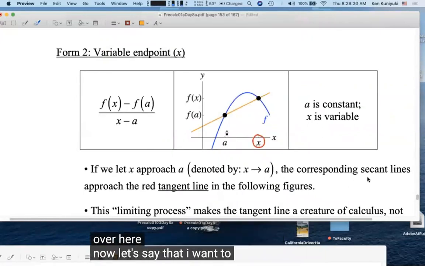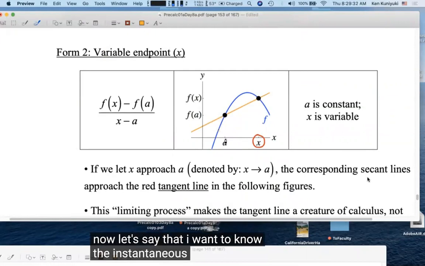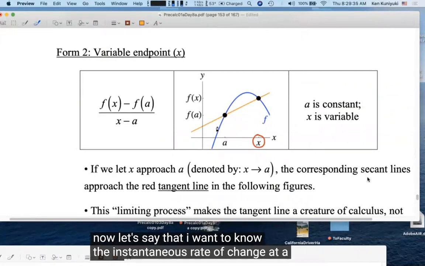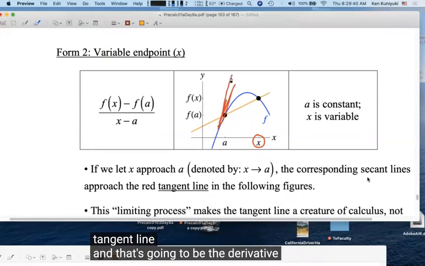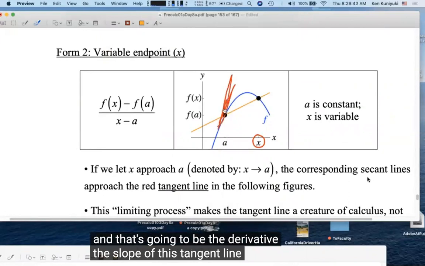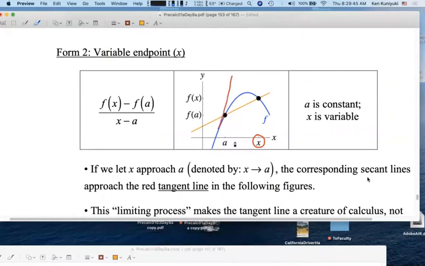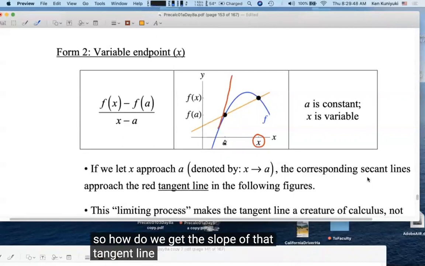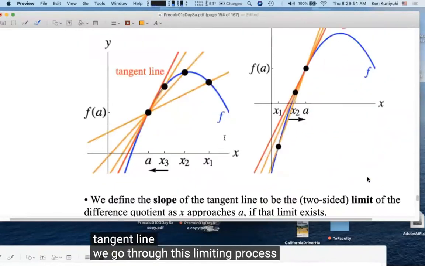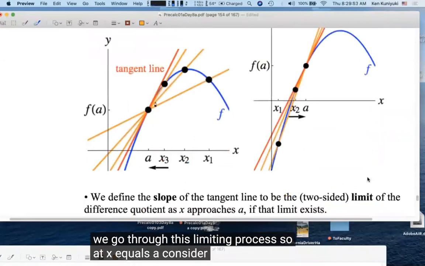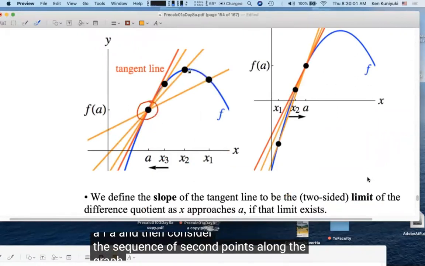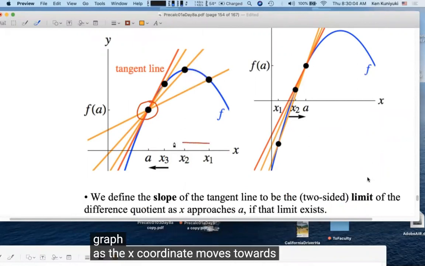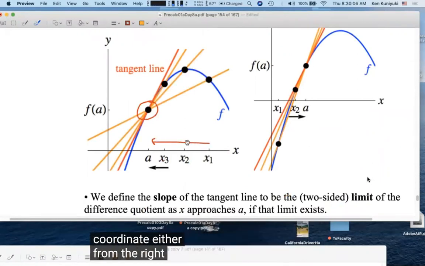Now let's say that I want to know the instantaneous rate of change at A. That's going to be the slope of this tangent line. And that's going to be the derivative, the slope of this tangent line. So how do we get the slope of that tangent line? We go through this limiting process. So at x equals A, consider the corresponding point A, f of A. And then consider this sequence of second points along the graph as the x-coordinate moves towards the a-coordinate, either from the right or from the left.